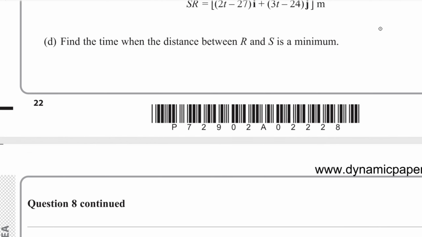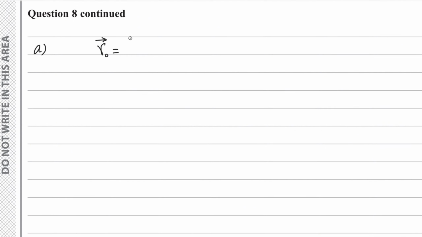Let me write the values given here for the first part. The starting point r naught we can write in vector form: -2i plus j, so we can write it as -2 and 1. After 11 seconds, the position vector is 9i plus 23j, so it will be 9 and 23. The time taken is 11 seconds.